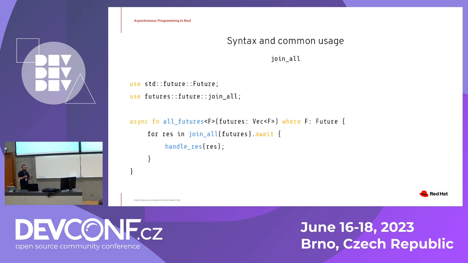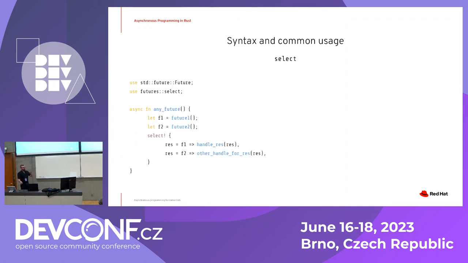Join all is a great example of spinning up a bunch of futures in parallel and waiting for all of them to complete. Here we have a vector of futures, so an arbitrary number of futures. We pass that into join all and await on it, and then when they're all done completing, we can iterate through all of the results and handle them.